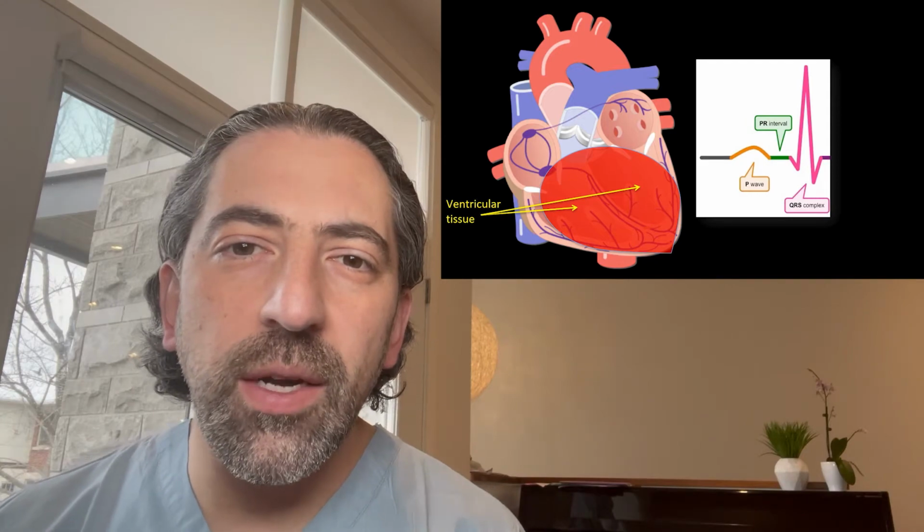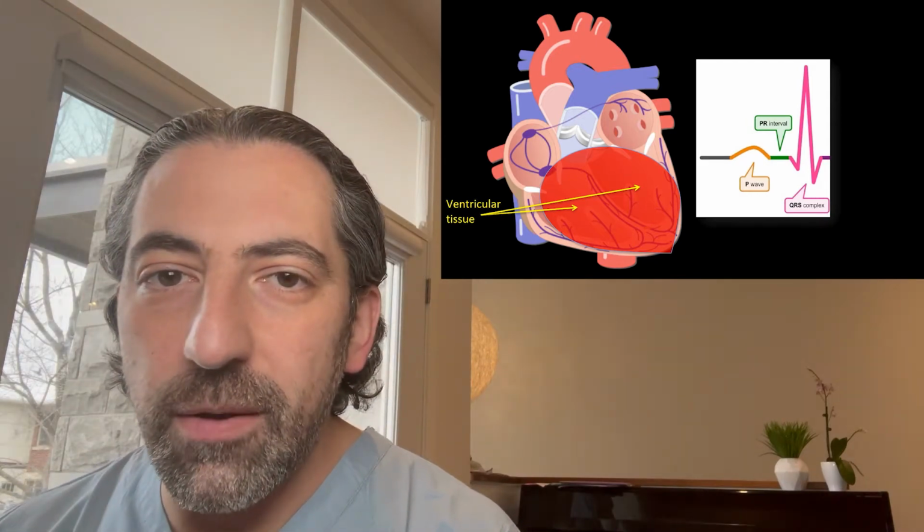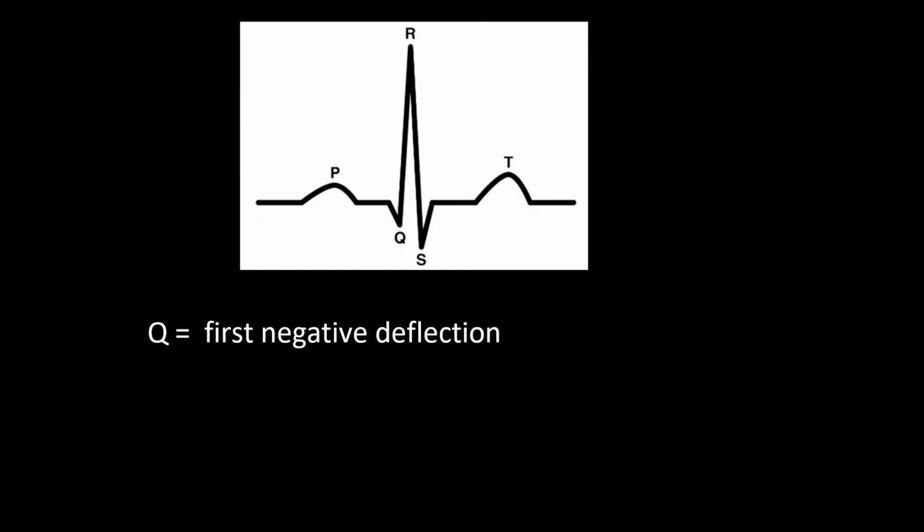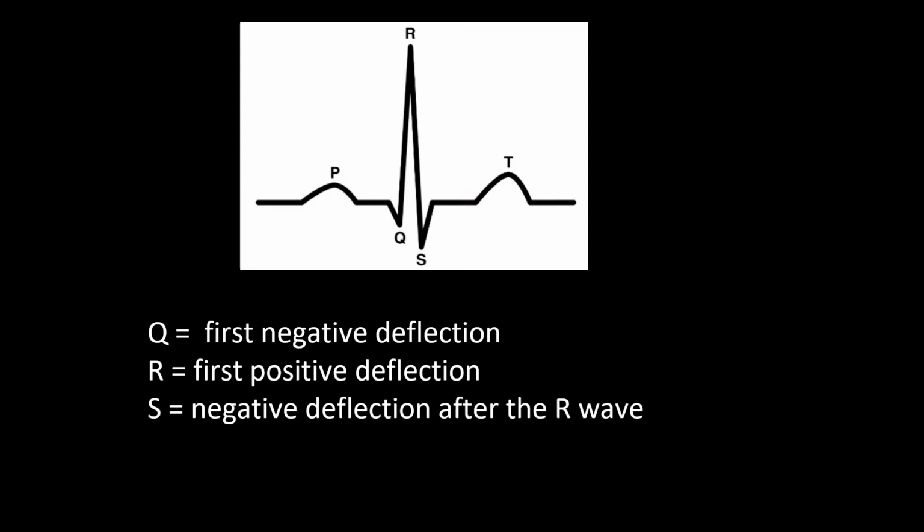When we look at the QRS interval, we see multiple deflections. The Q wave refers to the first negative deflection below the baseline. The R wave refers to the first positive deflection above the baseline. The S wave refers to the negative deflection after the R wave. If there's another R wave following the S wave, it is called an R prime.